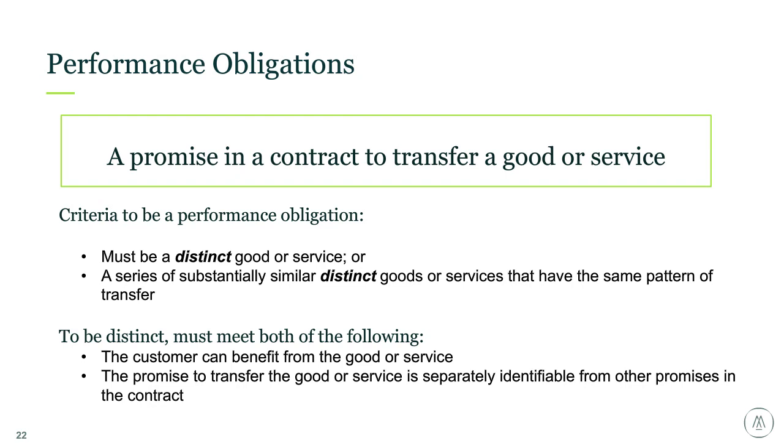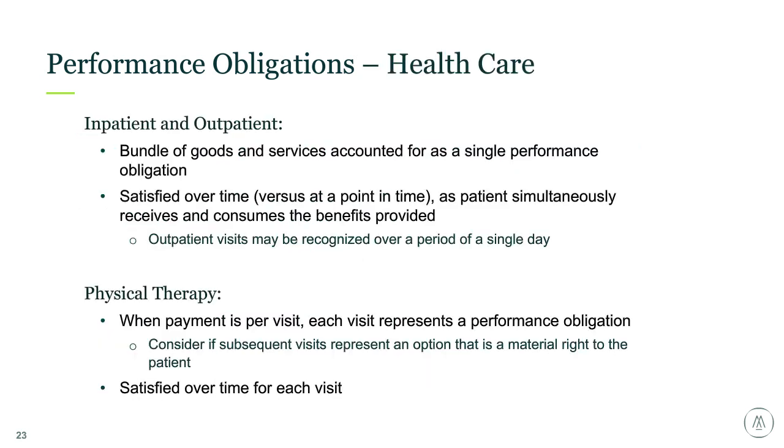And promises are not separately identifiable if the goods or services significantly modify or customize another good or service in the contract, or the goods or services are highly interdependent or interrelated with each other. So in a healthcare environment, you take inpatient and outpatient services, for example. Generally, you're talking about a bundle of goods and services accounted for as a single performance obligation.